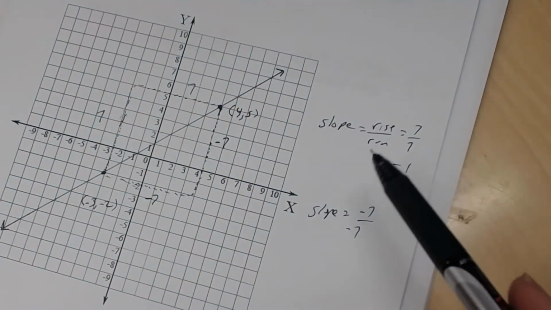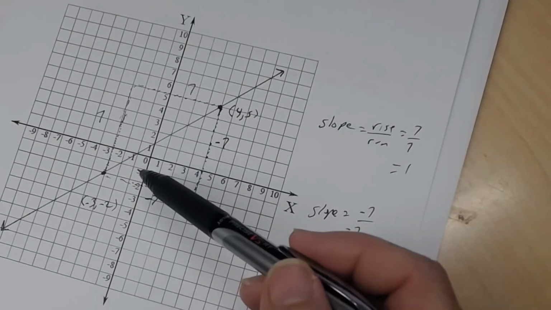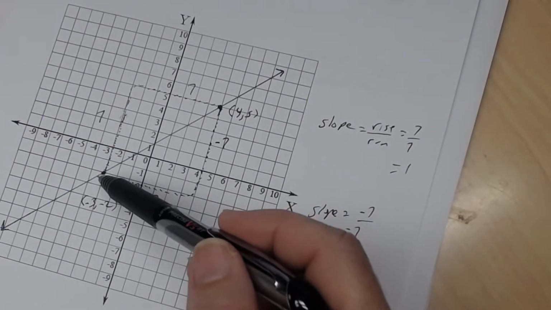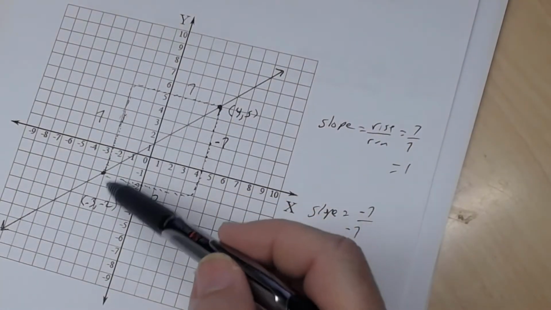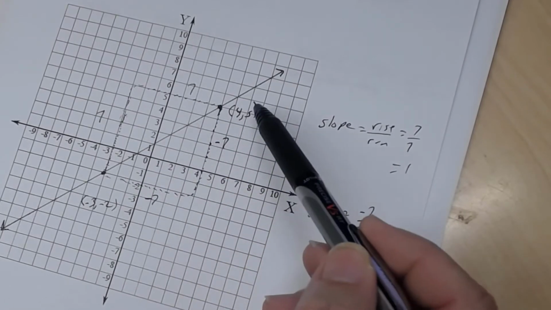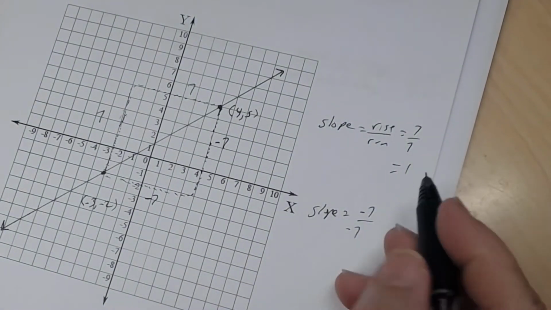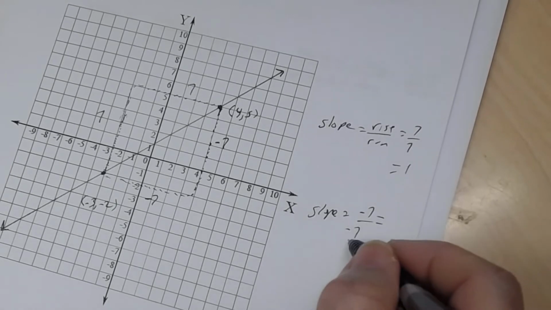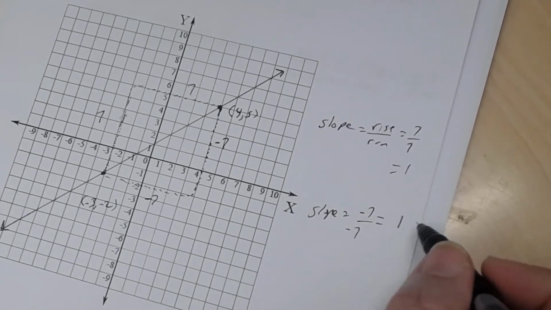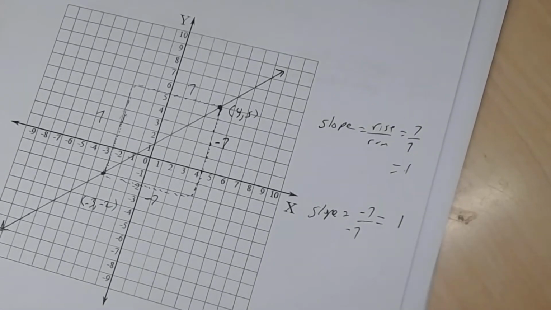But it did not matter whether I started here or started here. Again, it doesn't matter because a -7 divided by -7 is a +1. So I get the same slope.